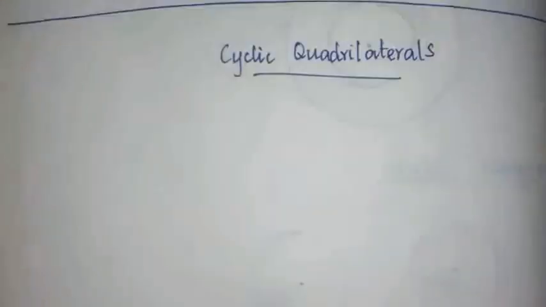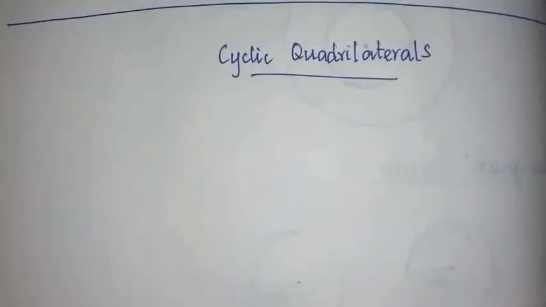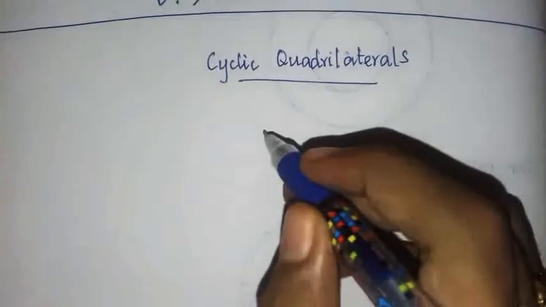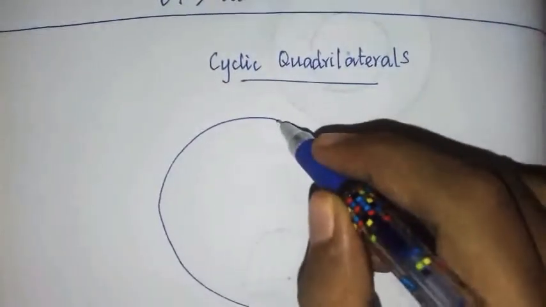Good morning students. Now we are going to see cyclic quadrilaterals. What is a cyclic quadrilateral? A quadrilateral is called a cyclic quadrilateral if all its four vertices lie on the circumference of the circle. Okay. Now this is a circle.